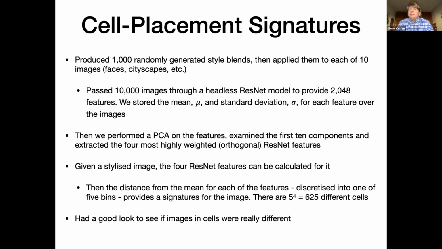So if you generate 625 different artifacts or images, then if they're put into these different cells, they will all look slightly different. And I did have a good look. I generated lots, put them into various bins, played around a lot, and it does indeed differentiate images quite nicely. So the cells work pretty well.